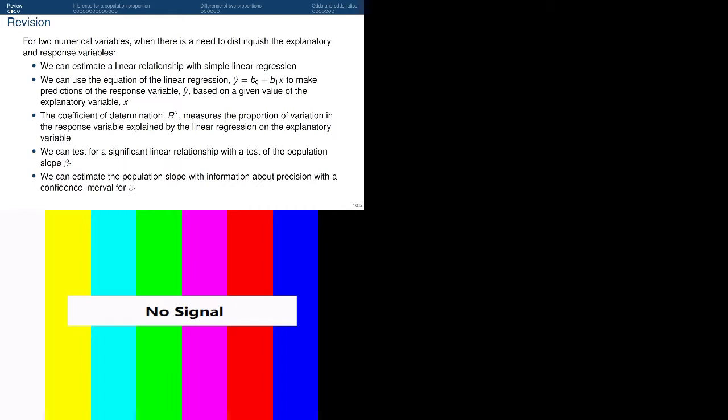And much like with correlation, we can test for a linear relationship between the two variables by testing whether beta 1 is equal to 0 or not. All right, and then we can also create a confidence interval for beta 1, and we can use that to test a linear relationship as well by checking whether 0 is inside that interval or not.